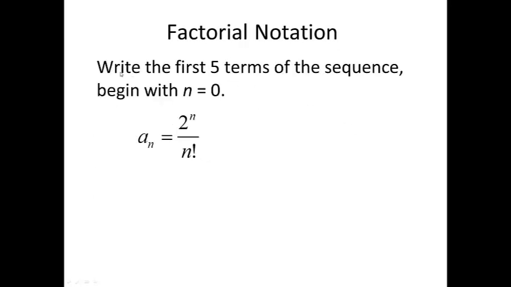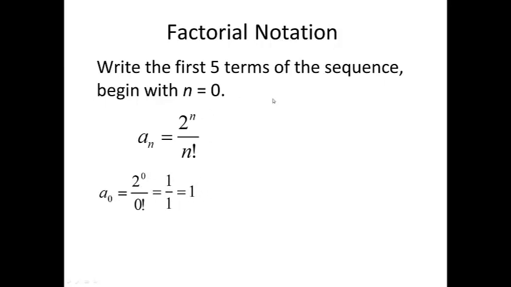Okay, write the first 5 terms of the sequence. So you're going to give me 5 numbers starting with n is equal to 0. So if n is equal to 0, what would be the first term? Try and write these out. Okay, so a sub 0 is equal to 2 to the 0 over 0 factorial. Remember, 0 factorial is 1, right? What's any number to the 0 power? That's also 1. So the first term is 1.